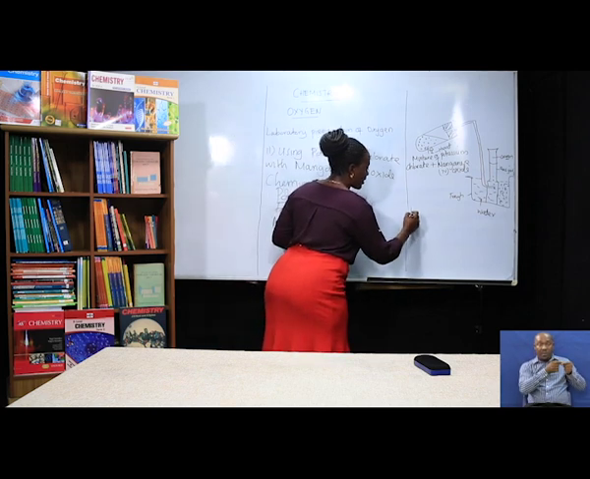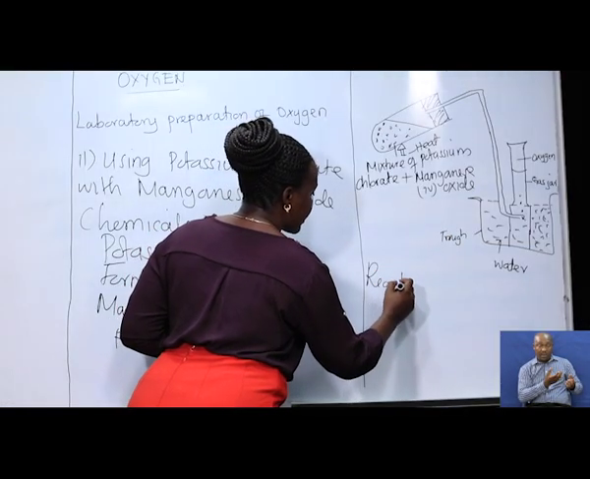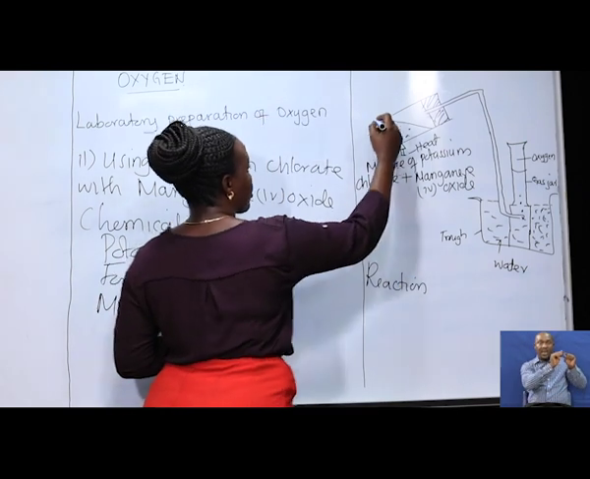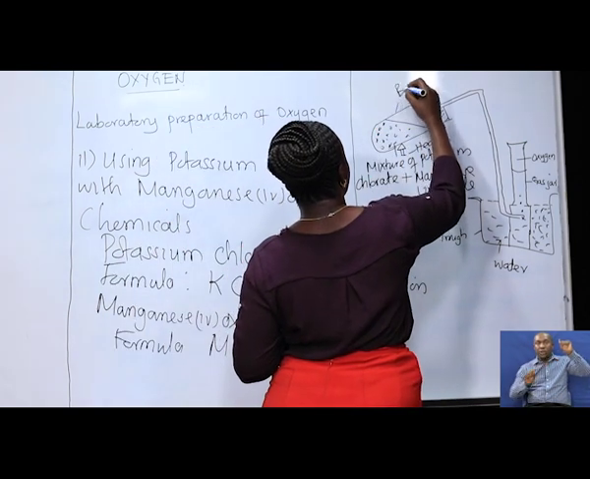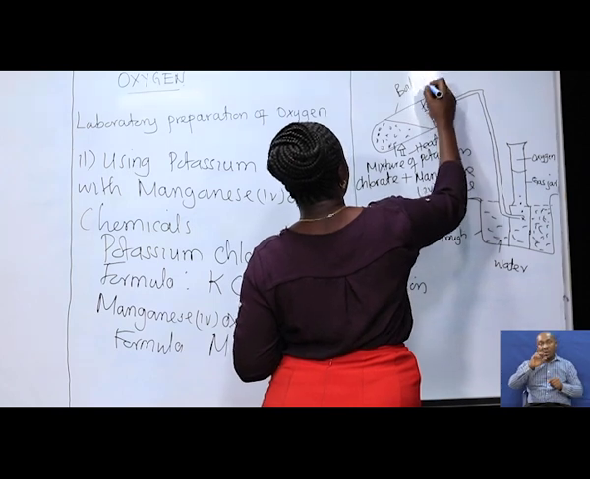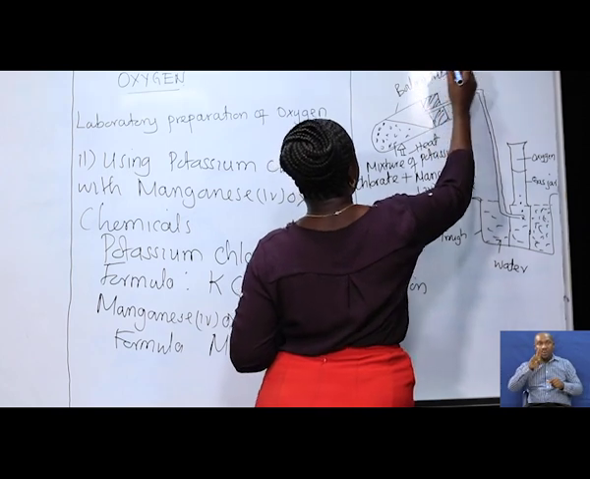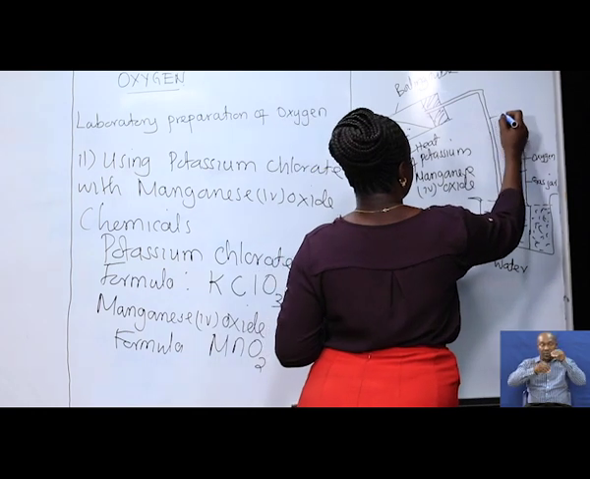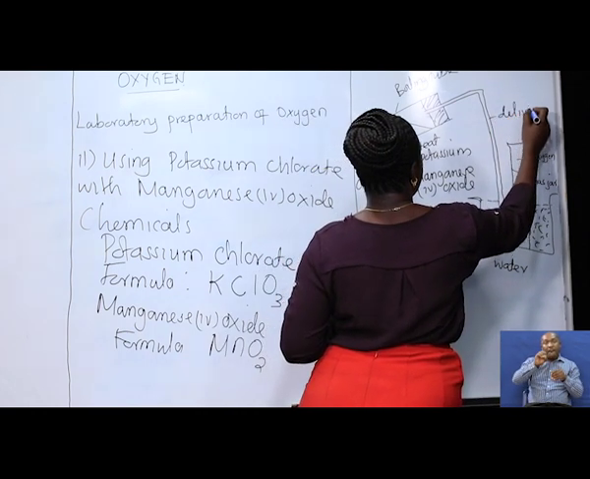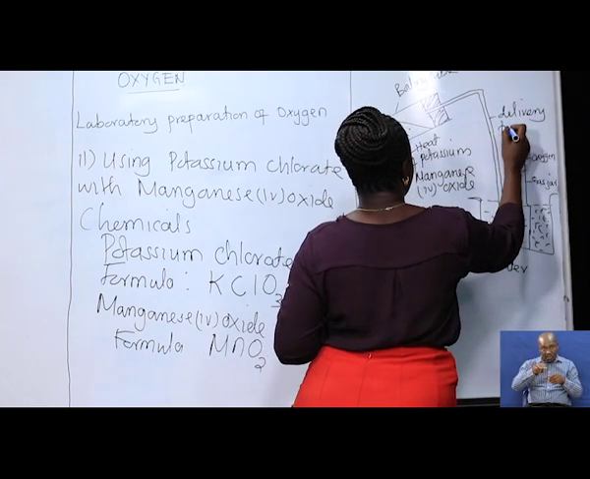What is the reaction involved? What is the reaction taking place in the boiling tube? This is called the boiling tube. So the reaction is taking place within the boiling tube. This is the delivery tube to deliver the gas. Delivery tube.